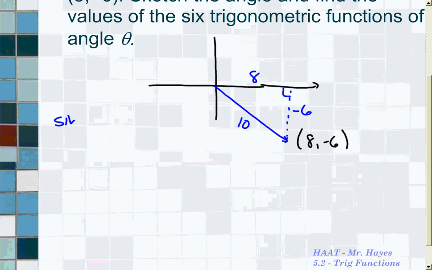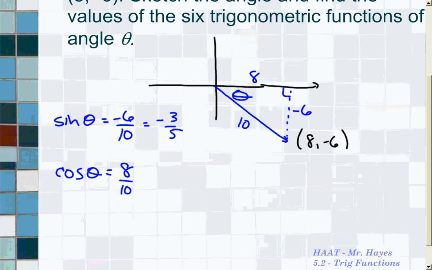So your sine, because again, theta is right here, sine of theta is going to be opposite over hypotenuse, -6 over 10. So I'm going to reduce that down to -3/5. My cosine of theta is going to be 8 over 10, otherwise known as 4/5. Yes, you must reduce this, because I'm not asking you to do that hard. It's the stuff you did back in middle school. And tangent is -6 over 8, so that's going to be -3/4.